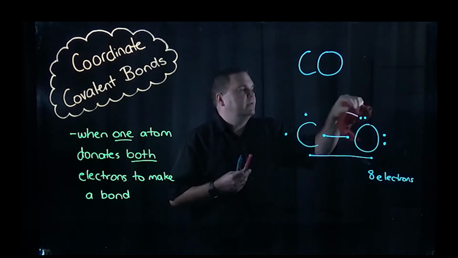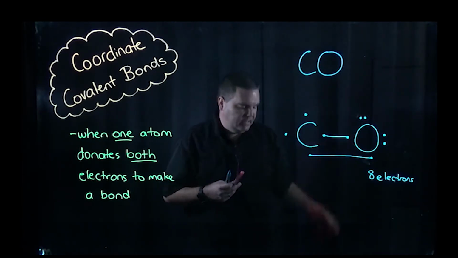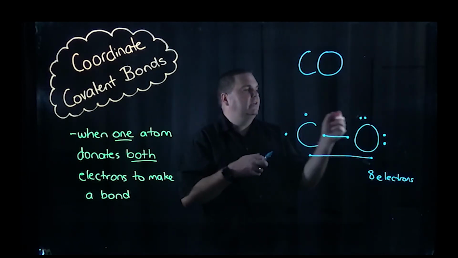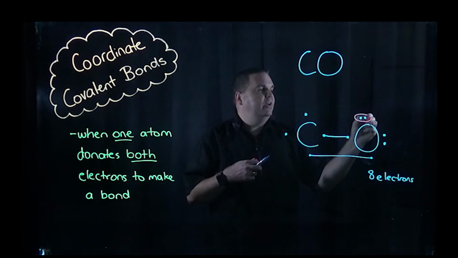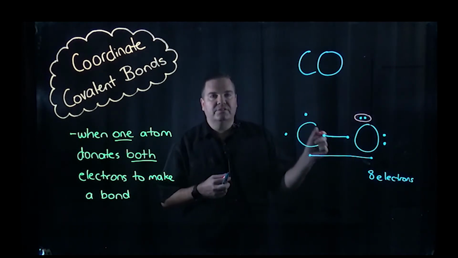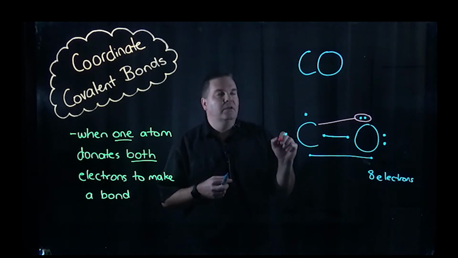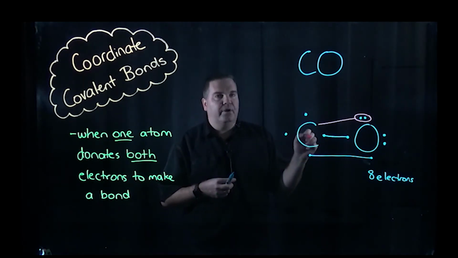So what we need to do instead is take this lone pair of electrons that we've got over here on the oxygen, and use both of those electrons to create a bond over to the carbon. Okay? So those 2 electrons are going to form that bond.